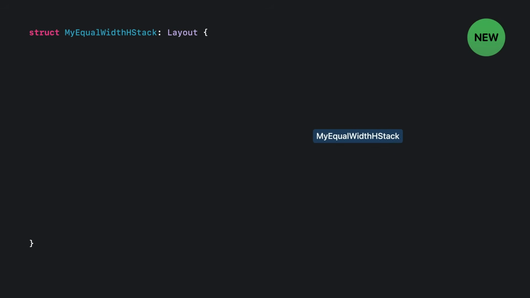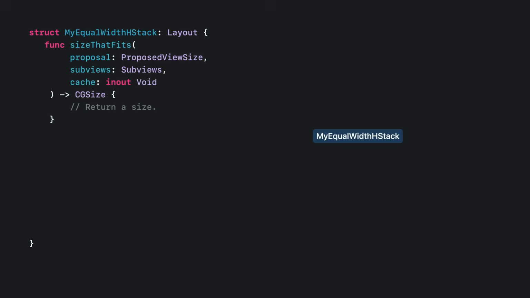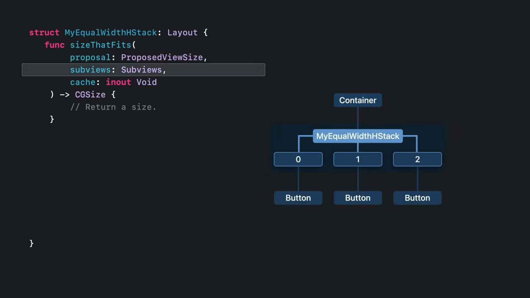I start by creating a type that conforms to the Layout protocol. For a basic layout, all I need are the two required methods. Let's add stubs for those. The first method is sizeThatFits, where I'll calculate and report how large my layout container is. I get a proposed view size input, which is a size proposal from my layout's own container view. And I can propose sizes to my layout's subviews using the subviews parameter.